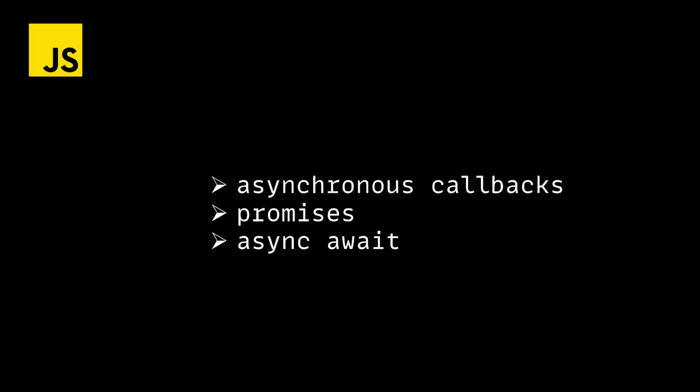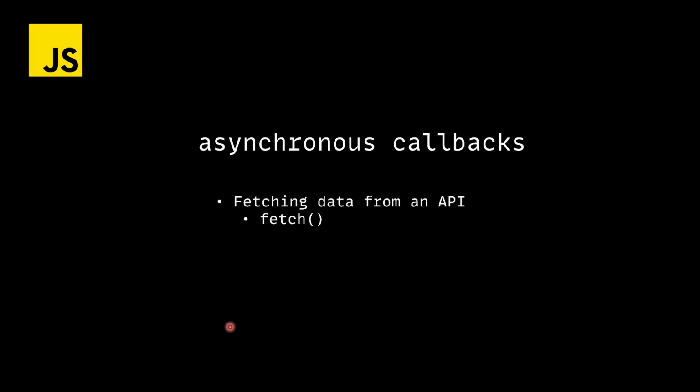So in the internal implementation of JavaScript, you'll see asynchronous callbacks in the fetch API, which we use to fetch data from an API. So this is a very good example of an asynchronous callback in JavaScript, and now we can see how we can create our own callback in some more examples in code, and let's do that.